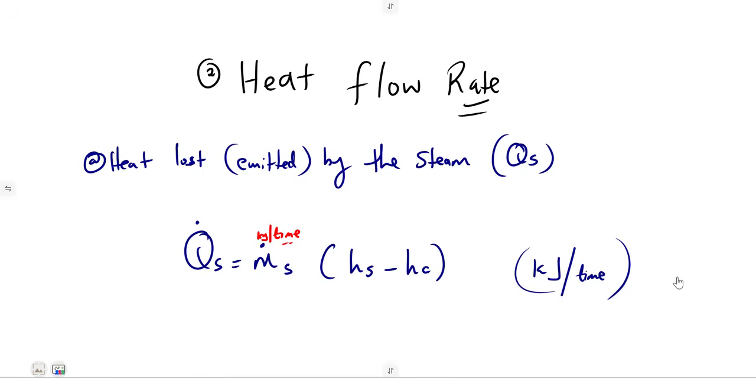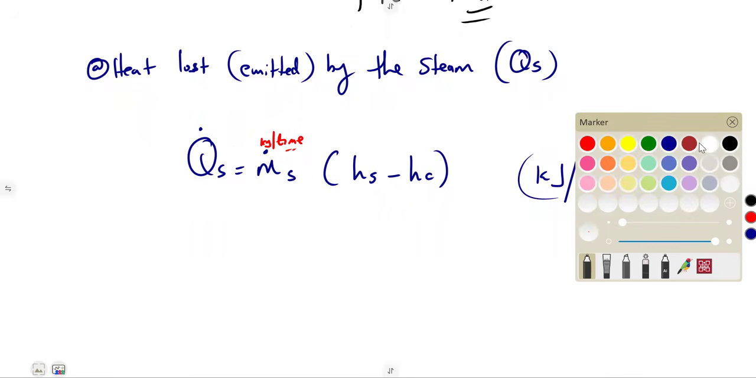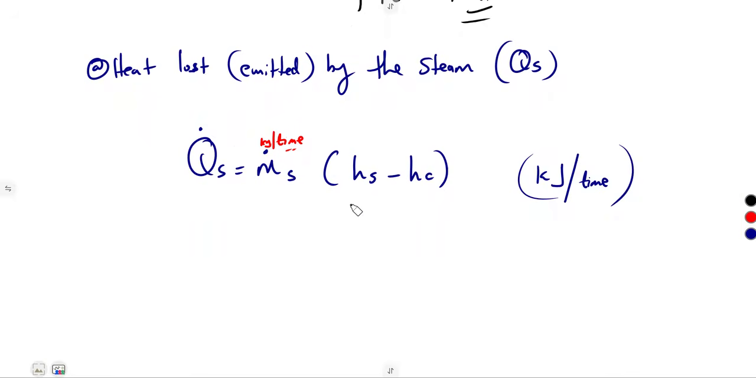So the question now is how to find these enthalpies. The HS for what? For the steam. Remember, I talk about the steam here. So this is for the steam. And HC will be from the condensate now. The specific enthalpy of the liquid, the condensate. Remember, that's a liquid, this one. So, meaning to find these enthalpies, that's the problem.